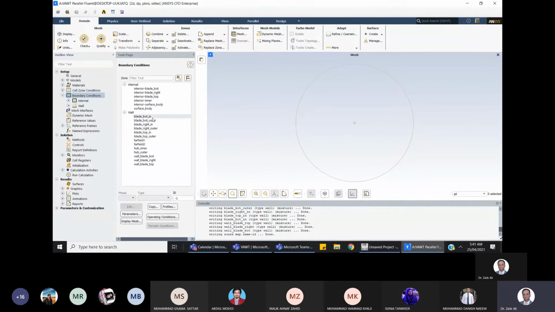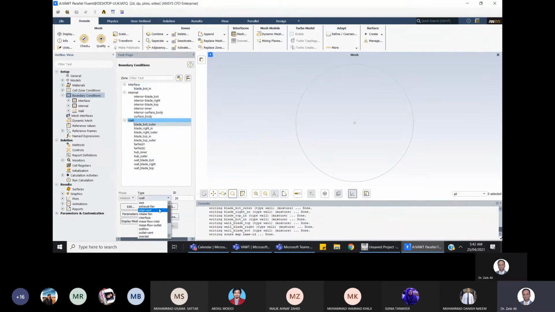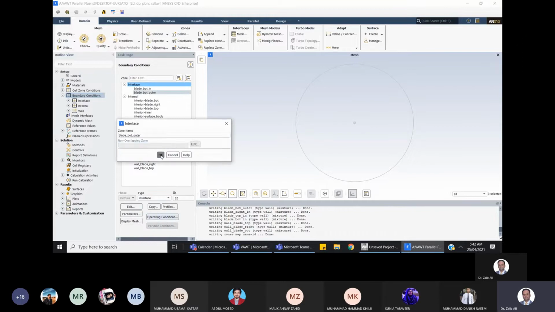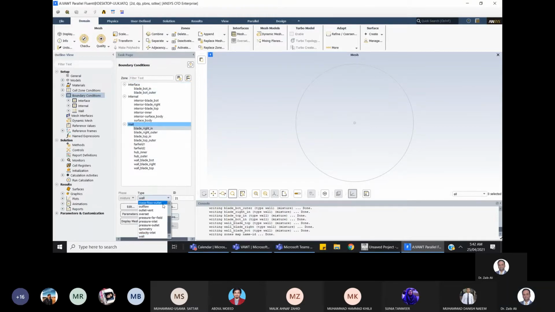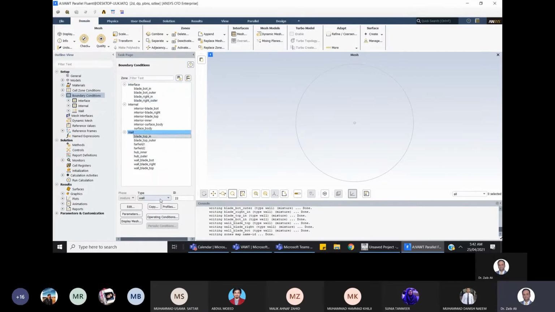Okay, so first step, as I discussed, you need to create the interfaces. How do you do that? First, you select that, go to the boundary conditions, and you need to set the boundary condition type as interface. There are 2 such circular edges for each blade zone. So with 3 blades, there will be 6 interfaces. You need to change the boundary type to interface for these 6 shapes or circles one by one.